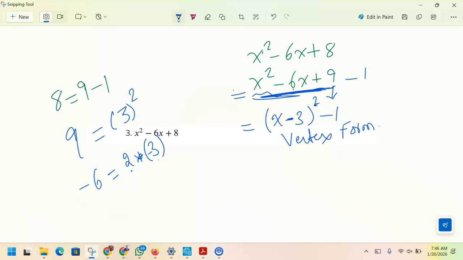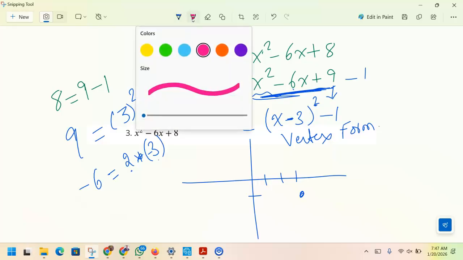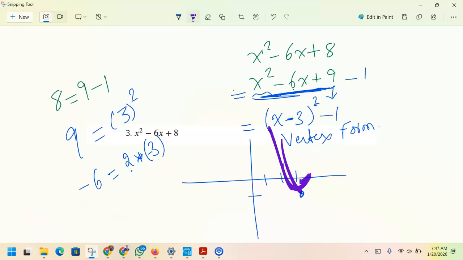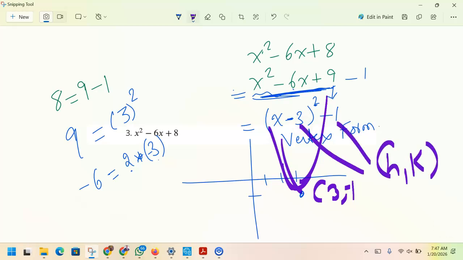Okay, hope that helps. Now I'm not graphing this, even though you can always do that: 1, 2, 3, and negative 1. So there is that parabolic shape, it goes like this, with vertex 3 and negative 1 because of this h and k form. So clearly see that piece there. Let's do the last one.